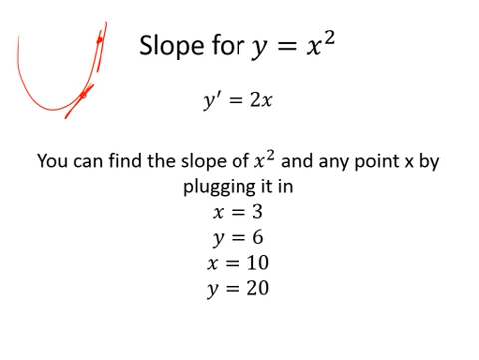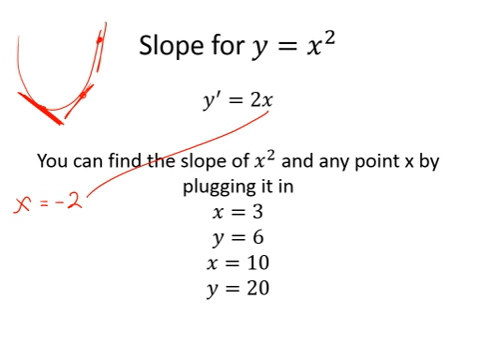Now we can do the same thing with negative. So if I want to find, okay, what's the slope at x equals negative 2? I plug negative 2 into this equation, I get a negative 4. Well, that makes sense because if I were to draw a tangent at negative 2, it would be going down.